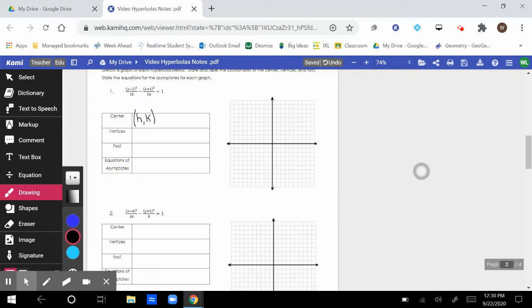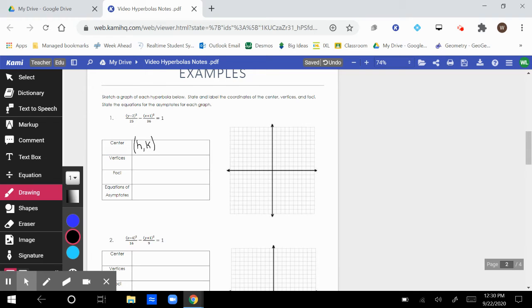One common mistake is here students would say (2, negative 1), but make sure it's always the x coordinate of the center first, so negative 1, and then the y coordinate, which was 2.